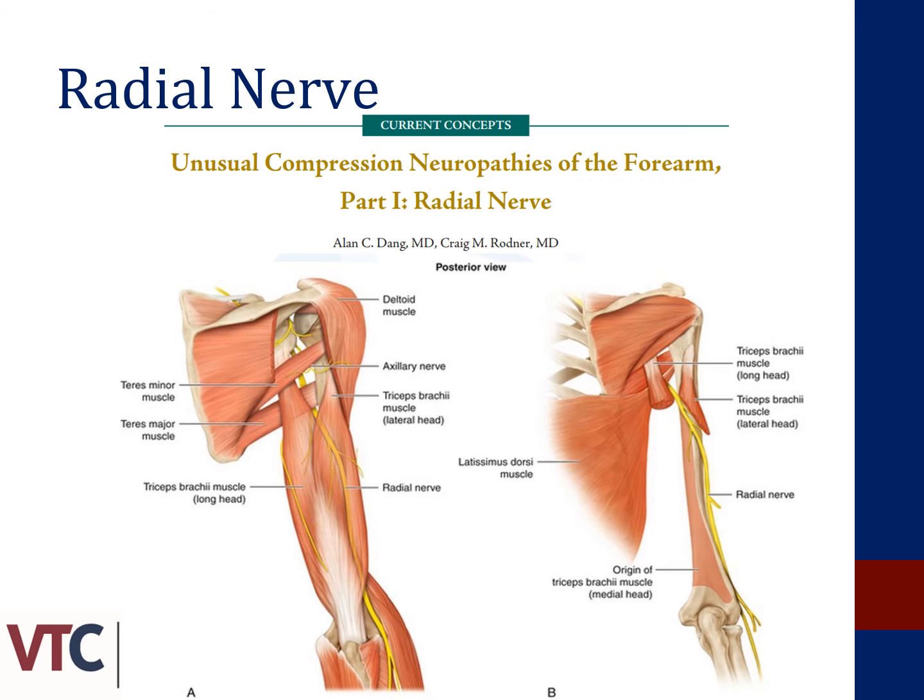Next, we will discuss the unusual compression neuropathies impacting the radial nerve. The radial nerve is comprised of contributions from C5 to C8. It comprises the posterior cord. It begins its course posterior to the axillary artery and travels through the triangular interval. It spirals around the posterior aspect of the humerus along the spiral groove, accompanied by the profunda brachii artery.